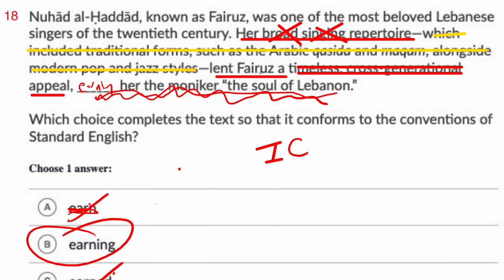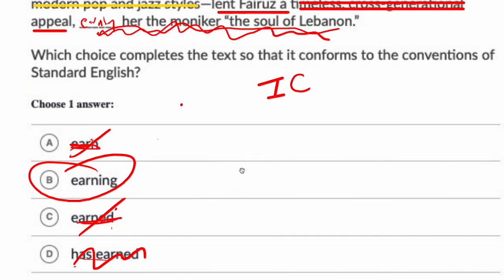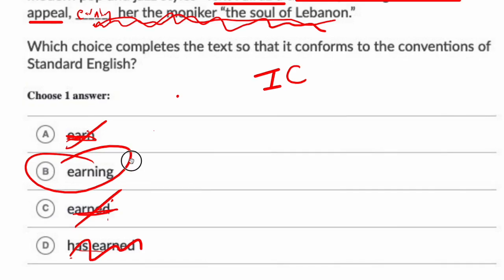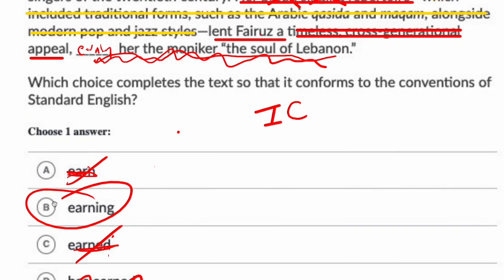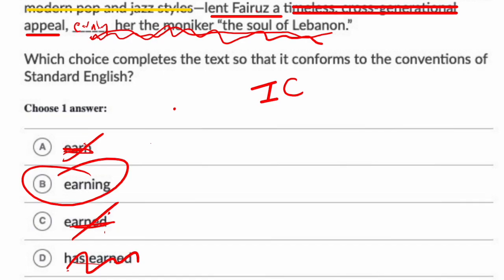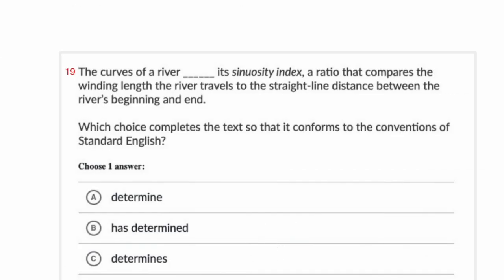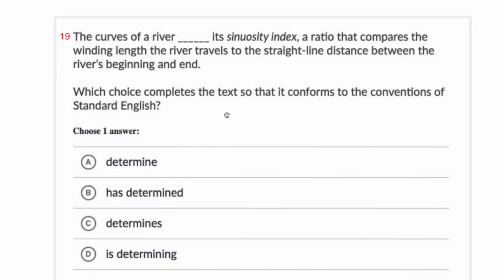Is it modifying Fairuz? Is it modifying her repertoire? Is it modifying her appeal? I'm not sure, but it's modifying something. And the important thing, really, more so than what it's modifying, is the fact that, again, it's not going to give us a run-on sentence or a poorly constructed sentence, because we do not want the finite verb here. I could have done better on that explanation. I'll do better on this one, hopefully.